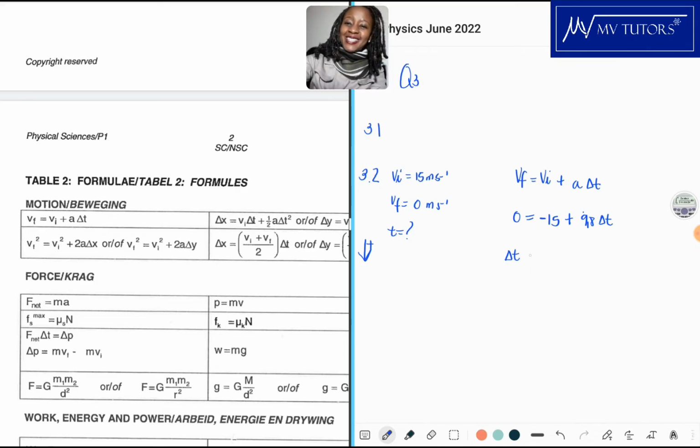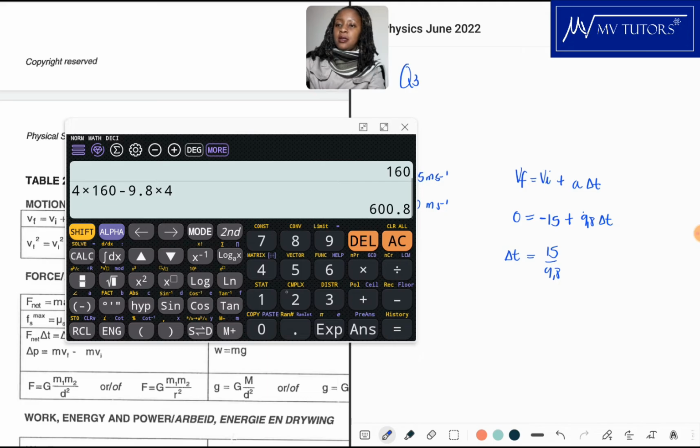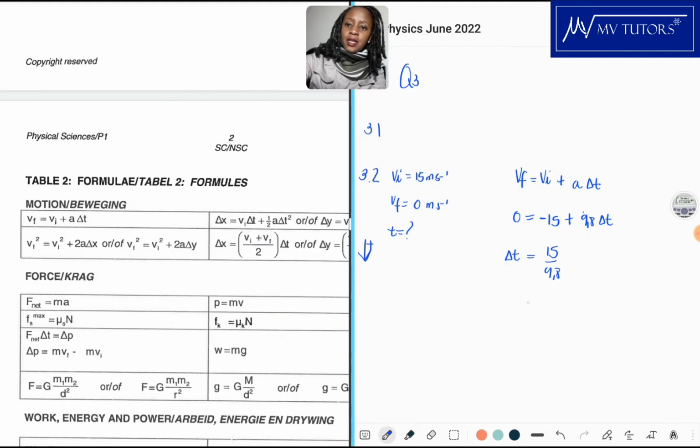So delta t will be equal to 15 over 9,8. How long does it take this projectile to reach its maximum height? 15 divided by 9,8 is 1,53 seconds.